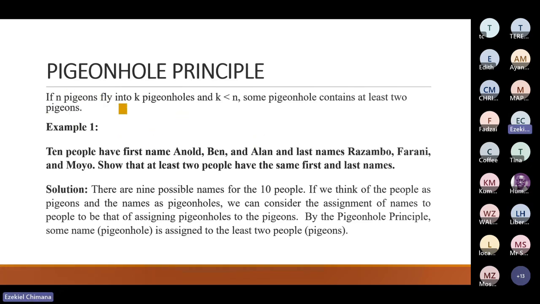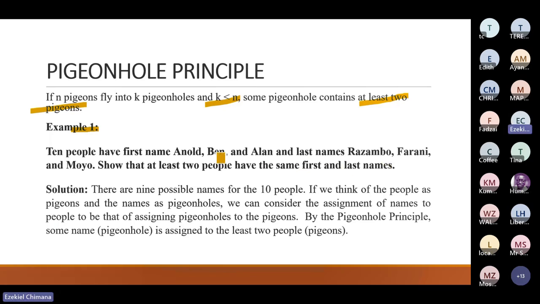So if any pigeons fly into K pigeonholes and K is less than N, some pigeonhole contains at least 2 pigeons. It's just written vice versa, but it's just the same as this one, N greater than K and K less than N. It's just the same thing. So for example here, we've got 10 people with the first names Arnold, Ben, and Alan, and last names Razambo, Farhan, and Moy. Show that at least 2 people have the same first and last names.